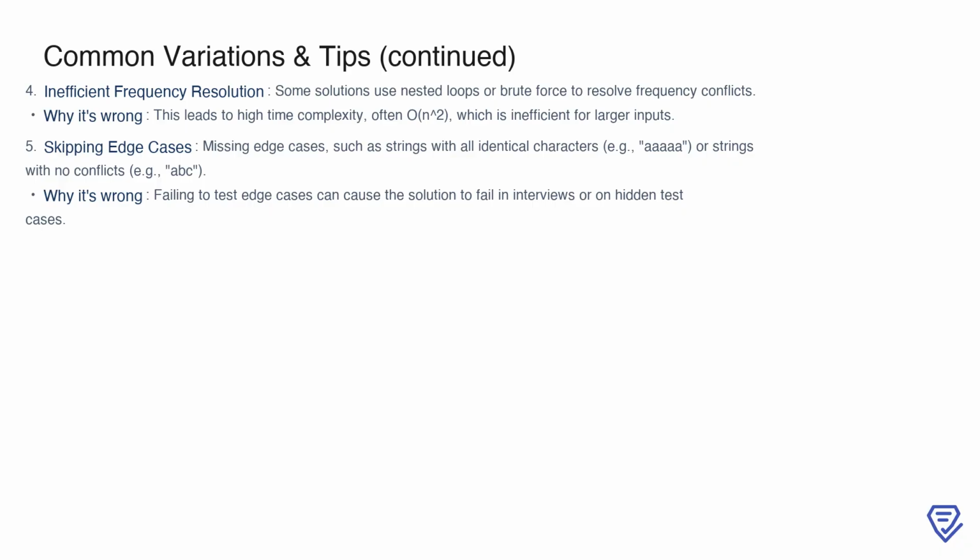For example, strings with all identical characters, like AAA, or strings with no conflicts, such as ABC, are often overlooked. Missing these edge cases can cause your solution to fail during interviews or on hidden test cases in platforms like LeetCode. It's essential to account for these scenarios to ensure your solution is robust and reliable.